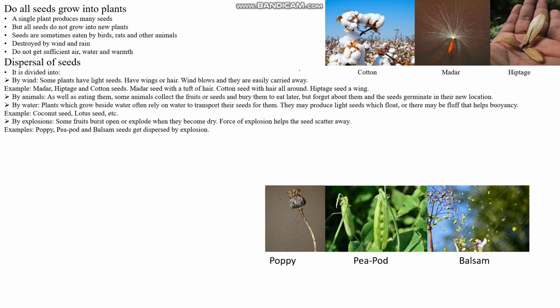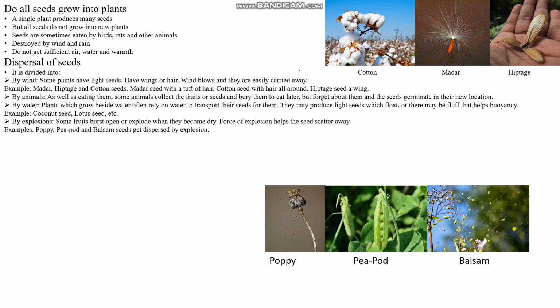For example, madar, hiptage, cotton. Madar seed has a tuft of hair. Cotton has a hair-like structure all around and hiptage seed has a wing. Now animals. As well as eating them, some animals collect the fruits or seeds and bury them to eat later, but forget them and the seeds germinate in a new location. Or sometimes some seeds like cucumber and datura have spines or hooks. These seeds stick to the body of animals or birds and are carried away.